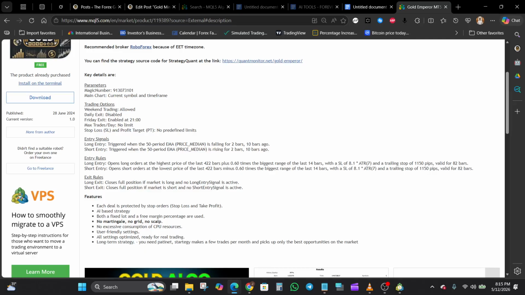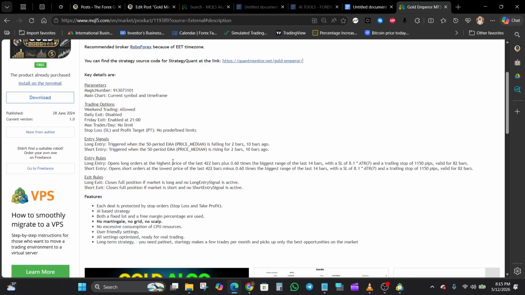One thing that stands out here is that the system avoids martingale, grid, and scalping approaches, which is clearly stated by the developer. Instead, this is described as a longer-term strategy that only takes a small number of trades each month while attempting to focus on higher quality opportunities.